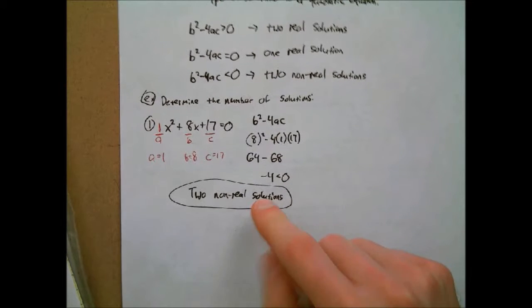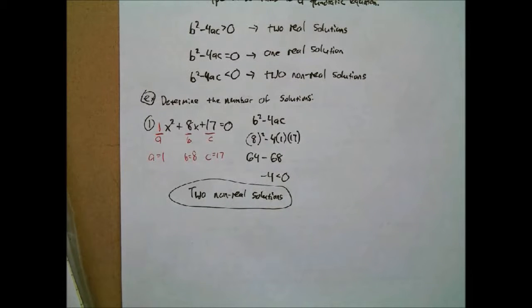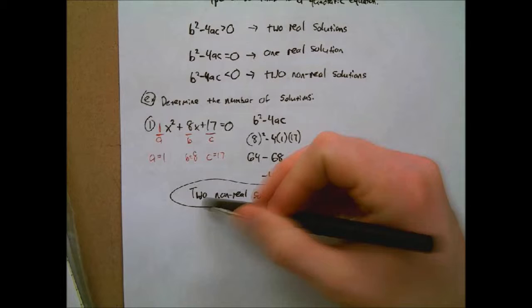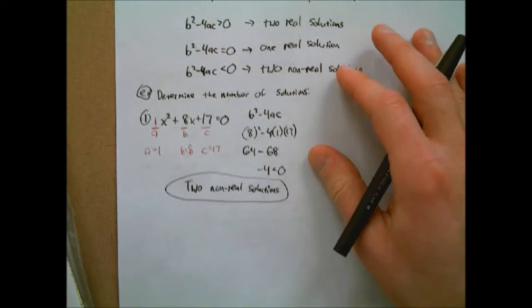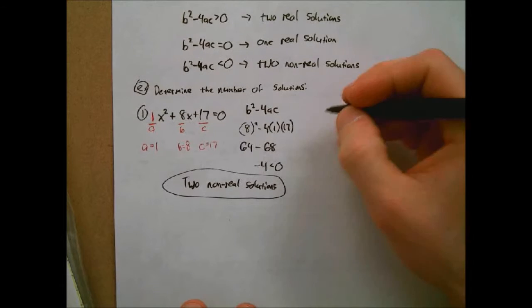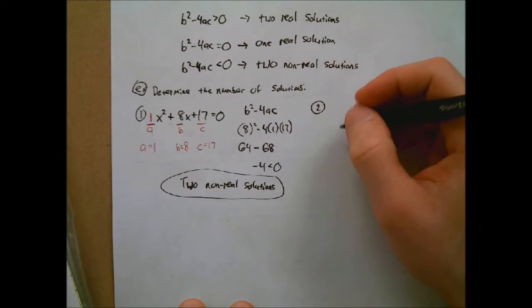So we gain speed, we lose accuracy, right? We can more quickly do this calculation, but we don't know the actual solutions. We just know that there's 2 non-real solutions. Okay? All right, let's look at another one here.